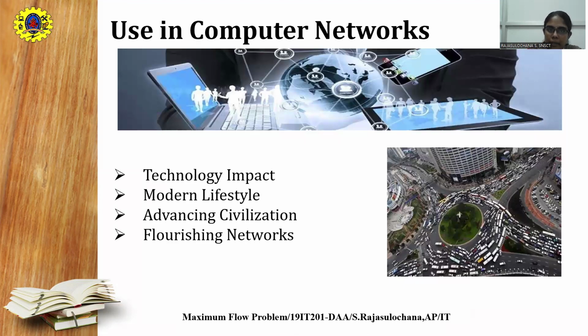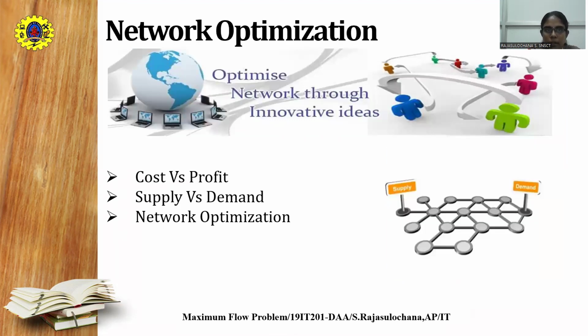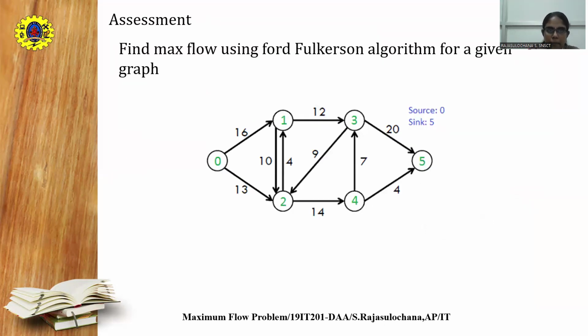So these are the various applications of flow networks and computer networks. It has technology impact, and it is used in modern lifestyle for advancing civilization, and it is also used for flourishing networks. So if you want to calculate the cost versus profit, or if you want to calculate the supply versus demand, and in case of network optimization problems, this Ford-Fulkerson algorithm is applicable.